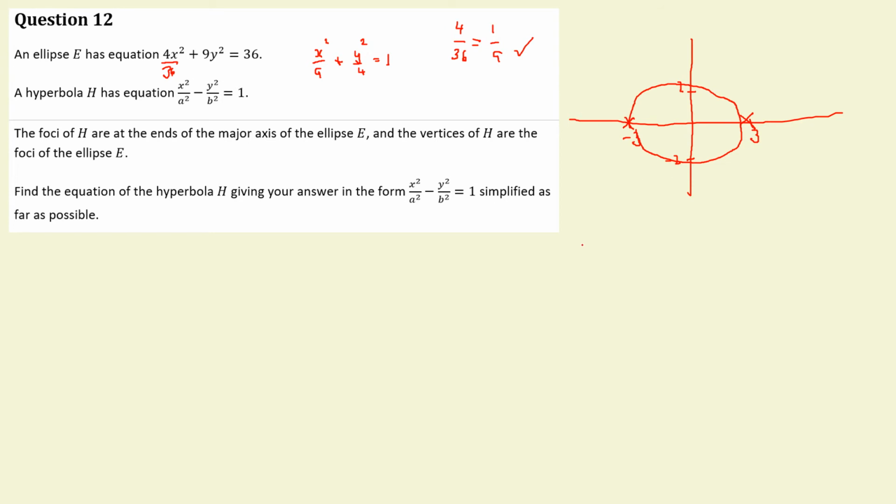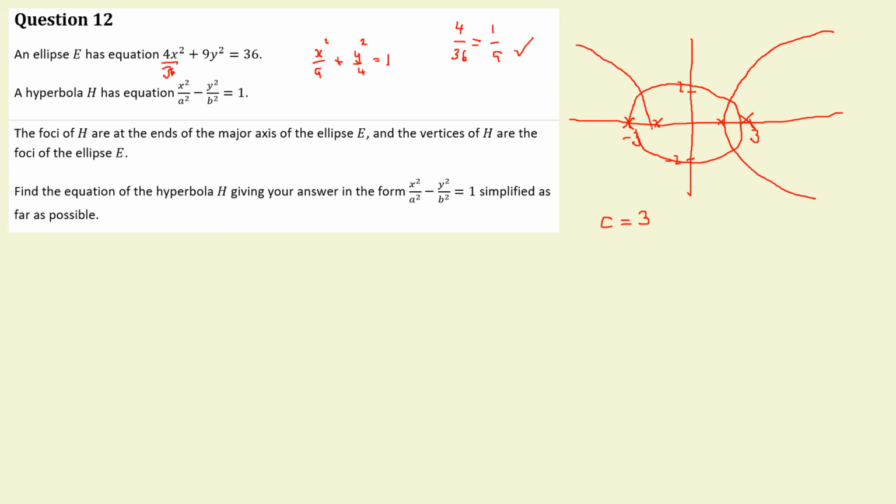So what we know for our hyperbola, we know the c value. The c is the position of the focus. We know that c is 3 because that's where our focus is. Okay. What else do we know? The vertices of our hyperbola are the foci of the ellipse. Oh, hang on a minute. So the vertices of my hyperbola are there. So my hyperbola is going to come round and start doing this sort of thing.